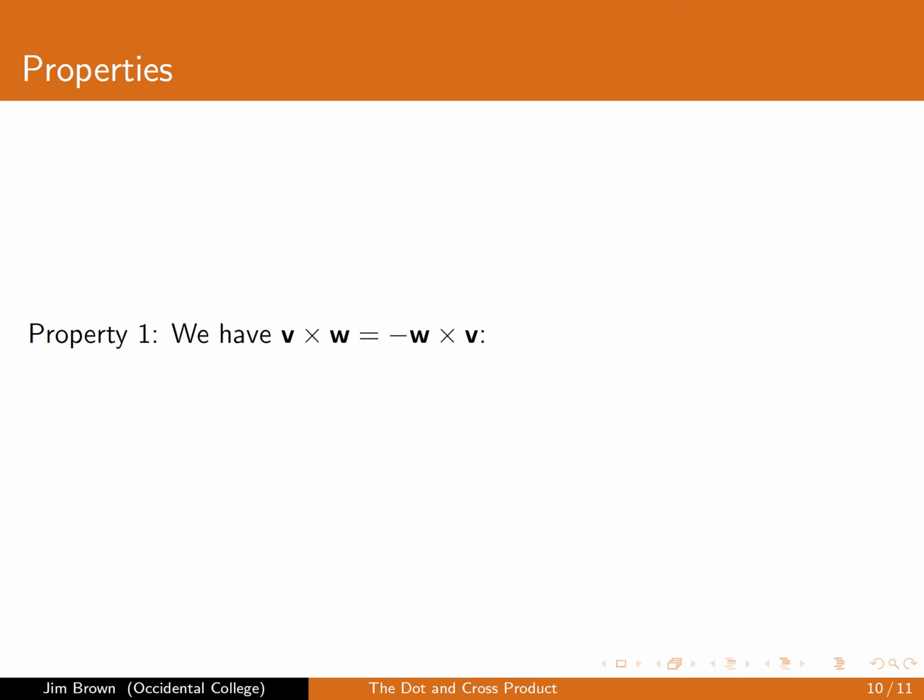So if I take V cross W, it's not the same thing as W cross V in general. It's the negative of W cross V. So if you switch the order, you have to introduce a negative sign. And we know for multiplication of numbers, we'd expect it not to matter what the order is.